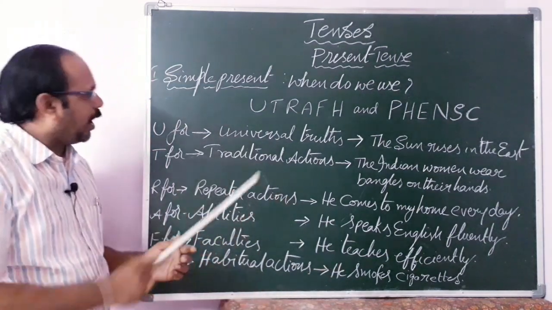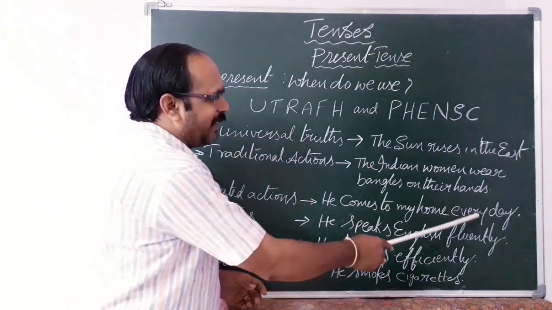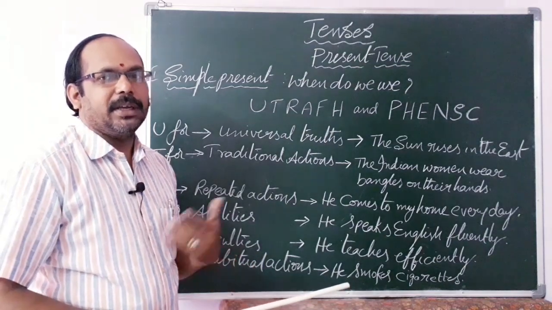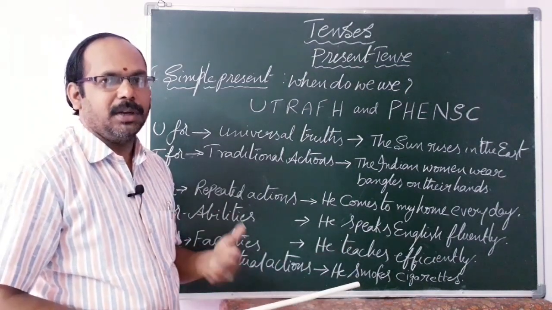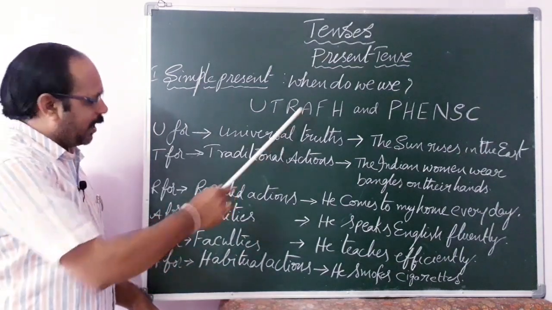And third one, R for repeated actions. He comes to my home every day. I go to temple every day. He goes to temple every day. Like that.